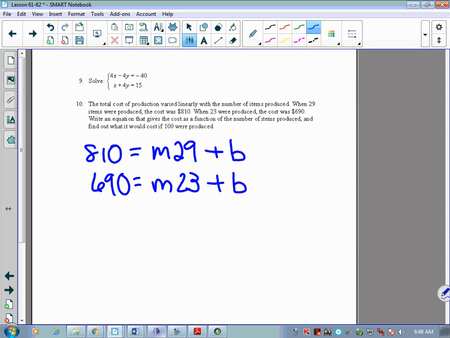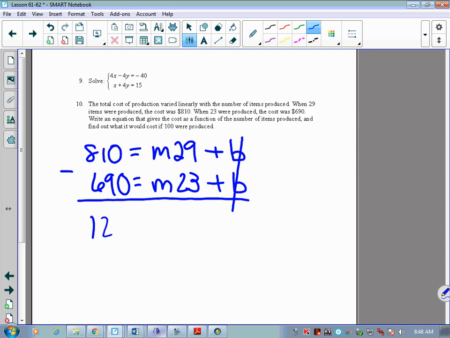And the book gives a really complicated way of solving this. For whatever reason, they try to solve b first. The easier thing that we can do is cancel out our b's, right? Because in these equations, b is always b, which means it'll always cancel out if I subtract the two equations. So these are going to cancel out, and then I can just subtract. So what's 810 minus 690?